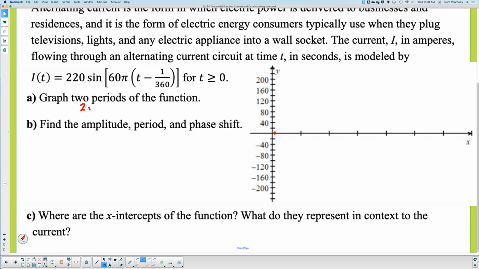We first got to figure out how much is 1 period. You take 2 pi and you divide it by what value? Which is 60 pi. When you divide that, 2 over 60 becomes 1 over 30. Okay, and if I want to do 2 periods, 1, 2, 3, 1, 2, 3. Let's just say this is 1 period right there. That needs to be 1 over 30.